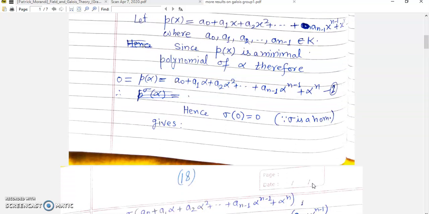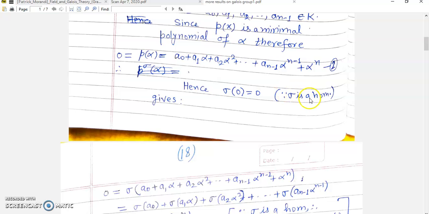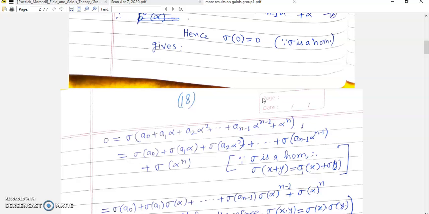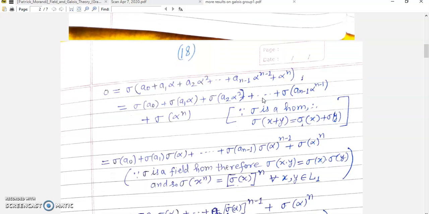Now, we use the property of homomorphism. If sigma is a homomorphism, then it carries additive identity to additive identity. So, sigma of 0 will be 0. Now, 0 is equal to a0 plus a1 alpha plus a2 alpha square plus ... plus alpha power n, because alpha satisfies the polynomial Px. So we can put this expression in place of 0.